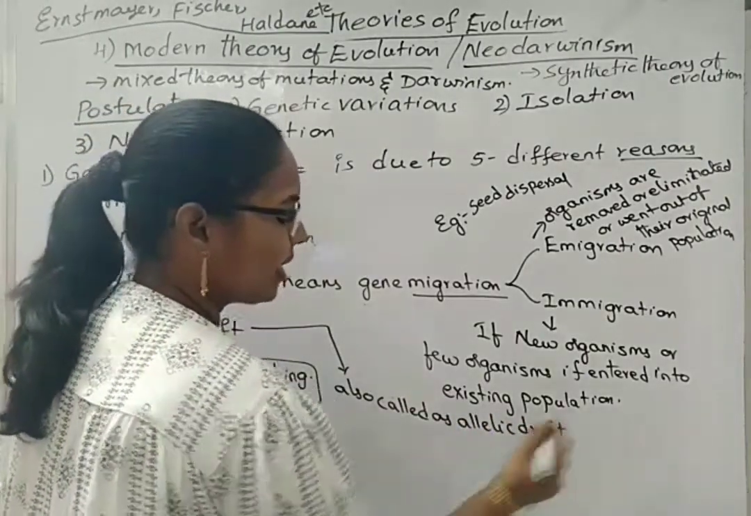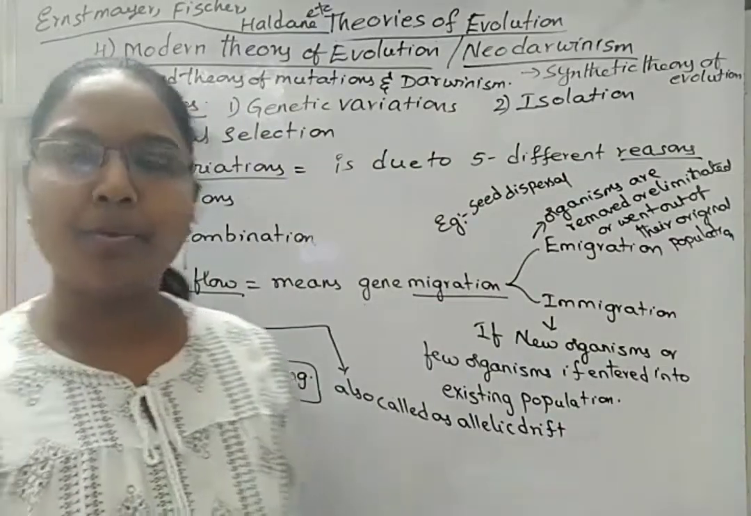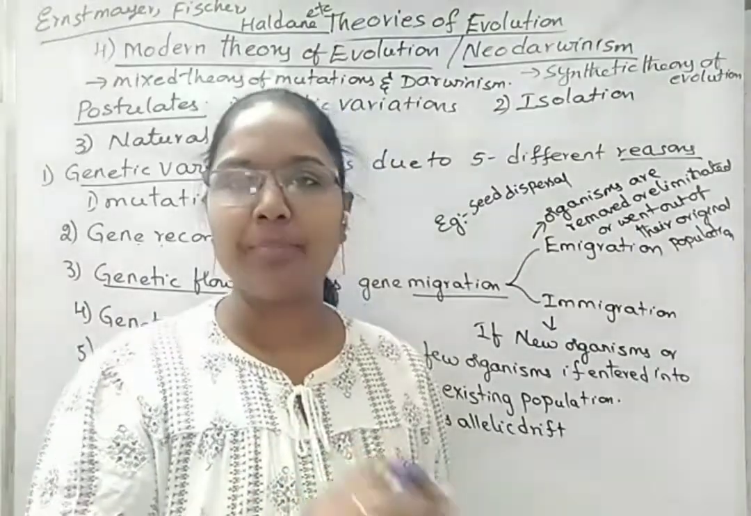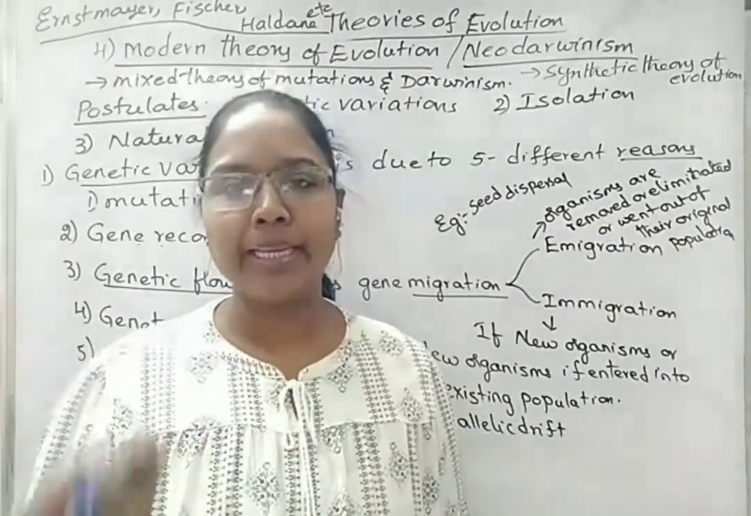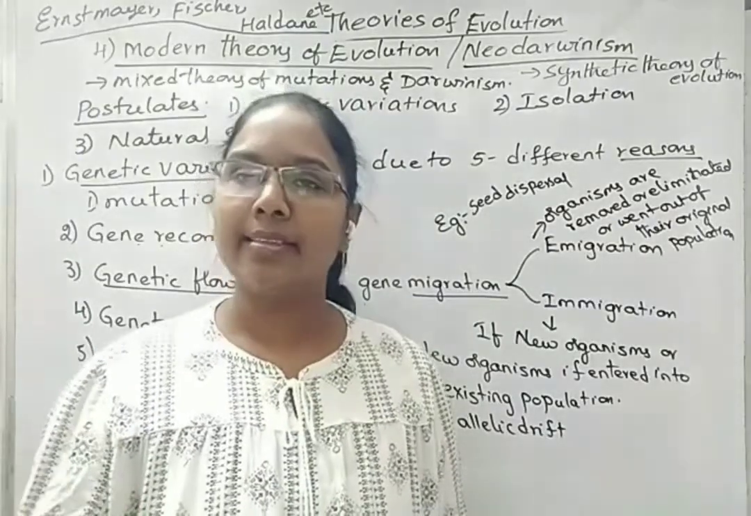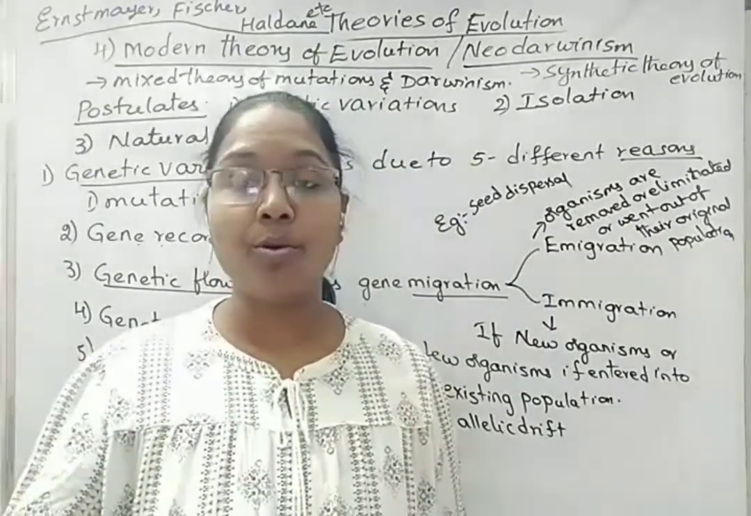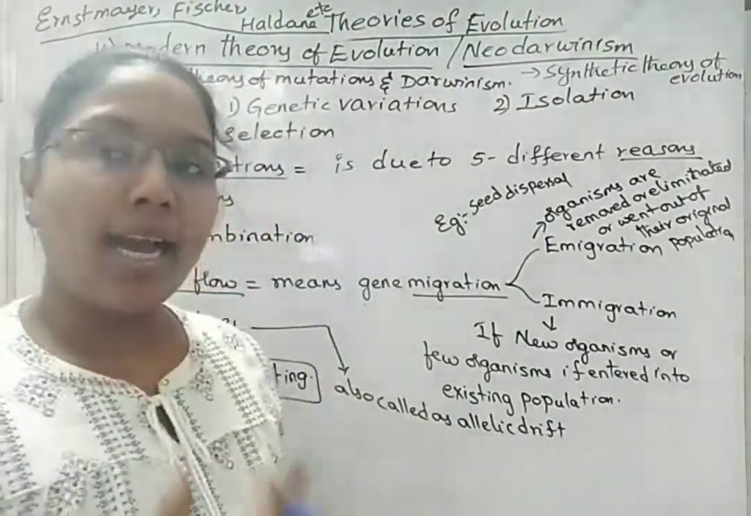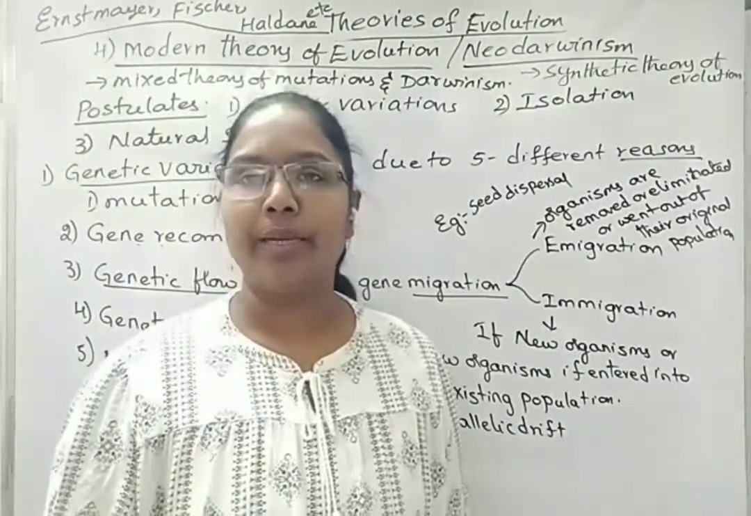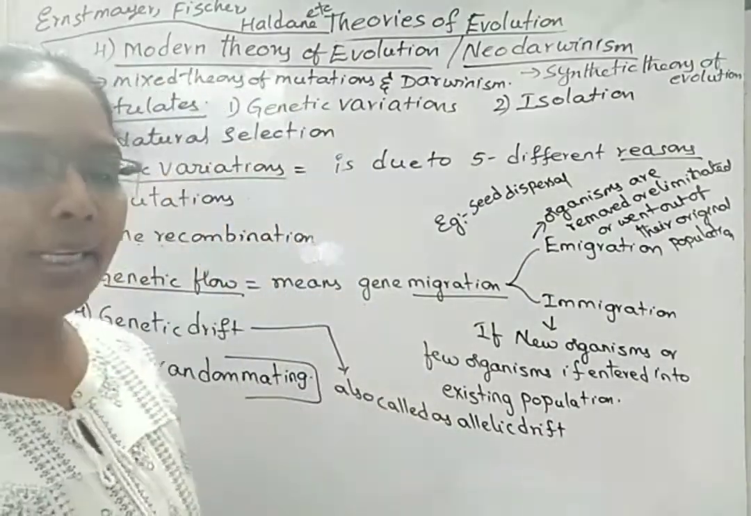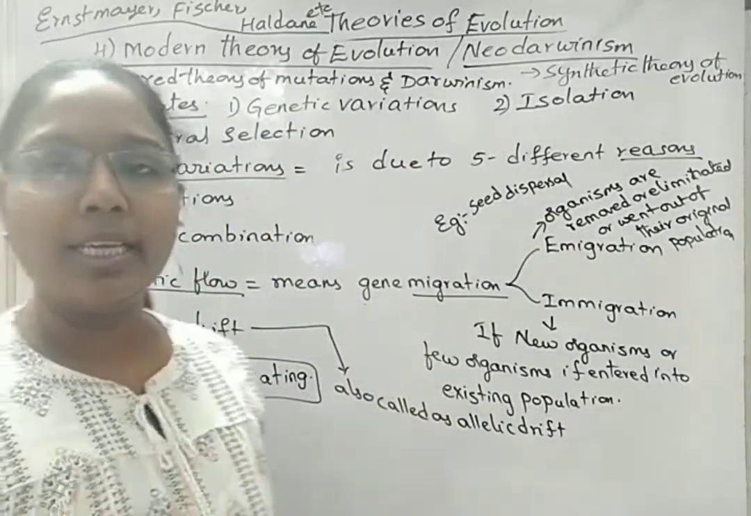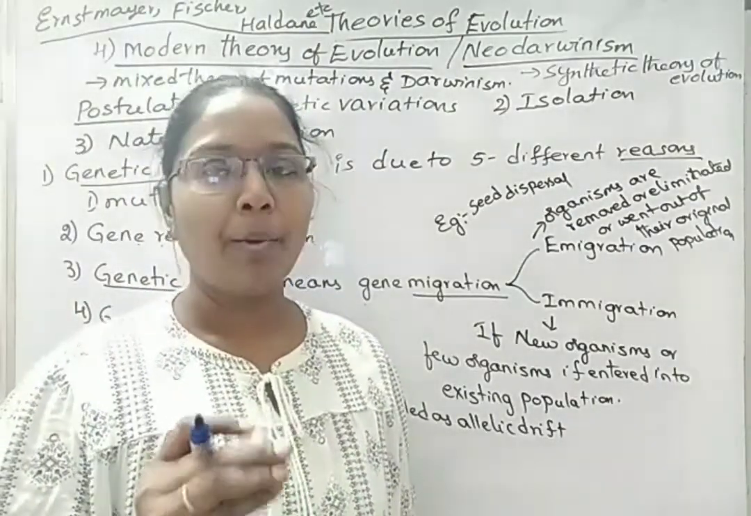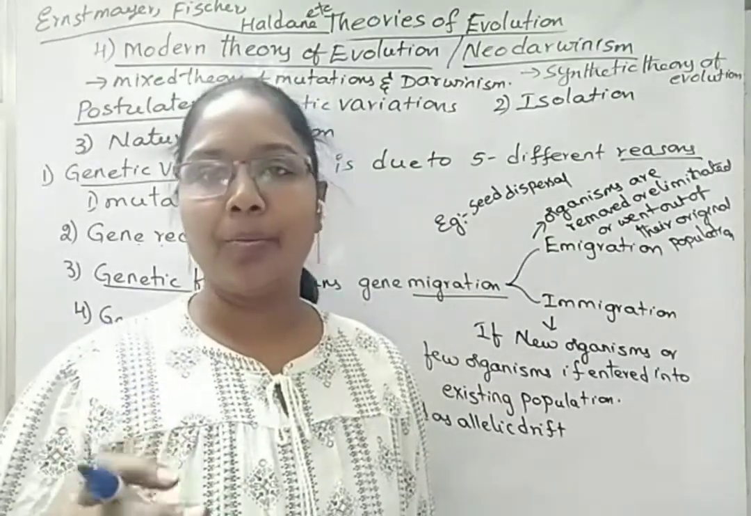What is the meaning of genetic drift? For suppose there is a population and a few organisms from that population have migrated to some other area and there they have developed their own special type of population. So they are adapted to the new environment. Such a population and its gene pool is termed genetic drift. So the genetic drift is given to the migrated population number.